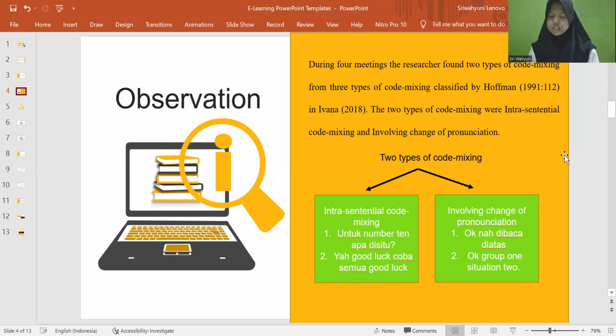In the observation, it was found that there were 27 times that the teachers use this type of code mixing in her utterance when teaching English in the classroom. This is the example of teacher's utterance. The first one is okay lah dibaca di atas and okay group one situation two. Okay and group is a word in English and also used in Indonesian.